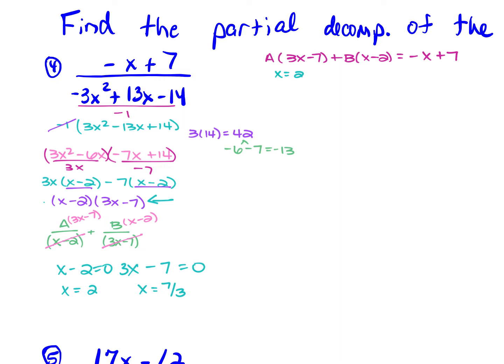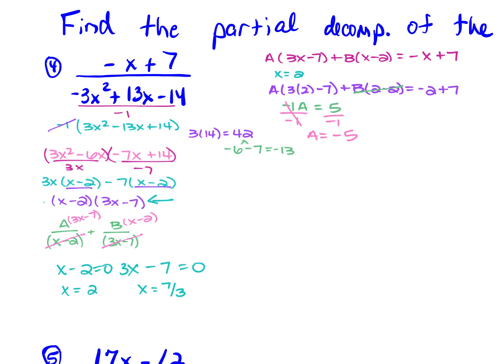this is going to give you a times 3 times 2 minus 7 plus b times 2 minus 2 is equal to the opposite of 2 plus 7. The 2 minus 2 cancels out that b, so you're not working with it. So it's just 3 times 2, which is 6, minus 7 is negative 1. So that's a negative 1 times a is equal to negative 2 plus 7 is 5. Divide each side by the negative 1, and you get that a is negative 5.